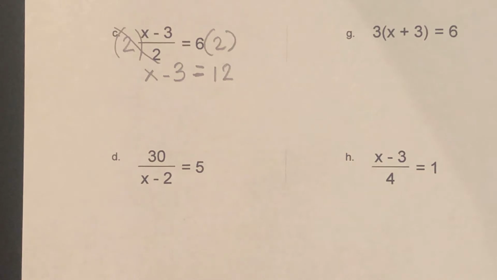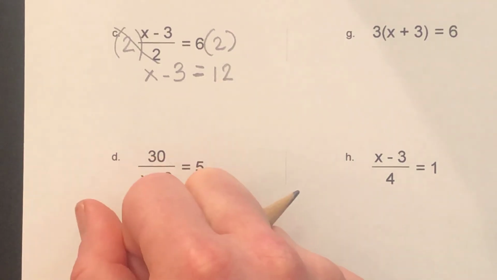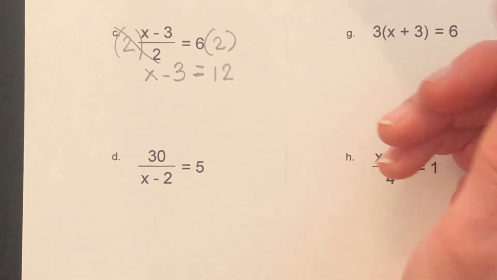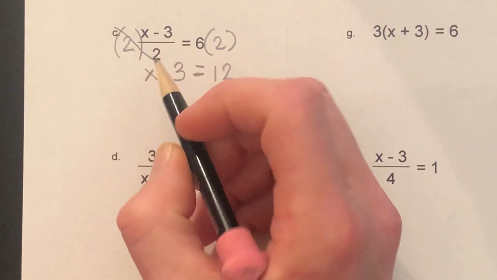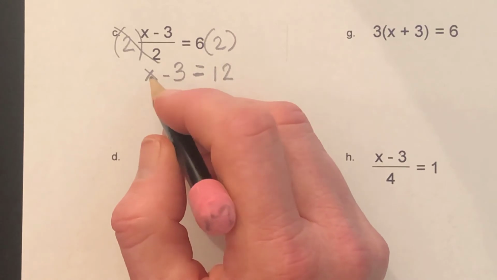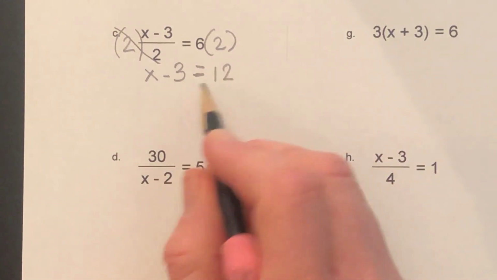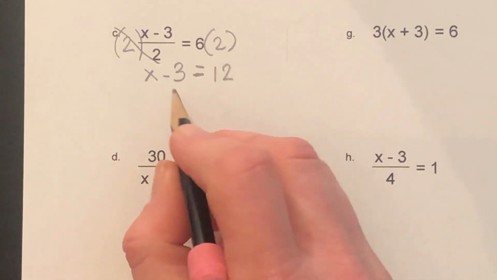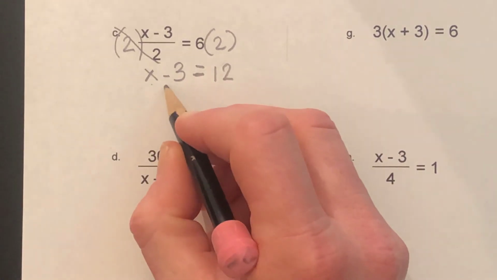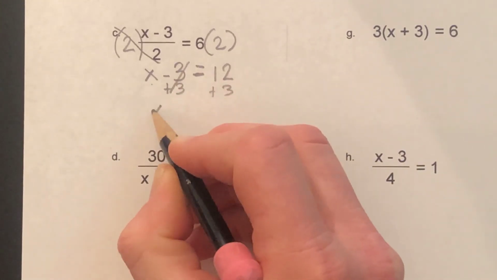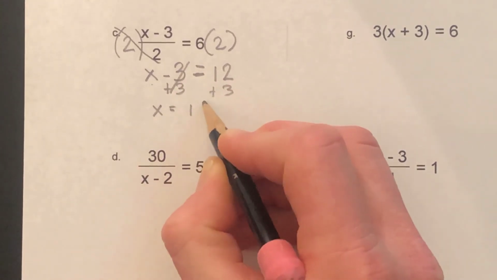Anytime you have a fraction in an equation, or in any situation, anytime you have a fraction and you want to get rid of the bottom number, all you do, whatever is on the bottom, if it's a number, a variable, an expression, whatever, you just multiply it by that, and then you eliminate it. It's gone. Now I will isolate the x by adding 3 to both sides. I'm left with x equals 15.